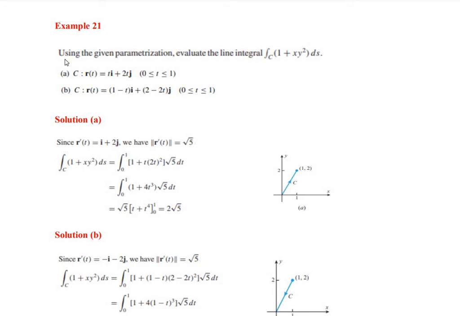So one question, using the given parameterization evaluate the line integral over C of 1 plus x y square ds. So here C is the curve vector r of t is equal to t i cap plus 2t j cap, t varies from 0 to 1. And the next C is vector r of t is equal to 1 minus t i cap plus 2 minus 2t j cap, t varies from 0 to 1. You can find out the first one. The figure is this one.